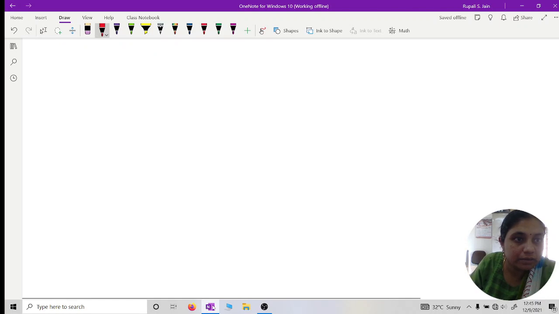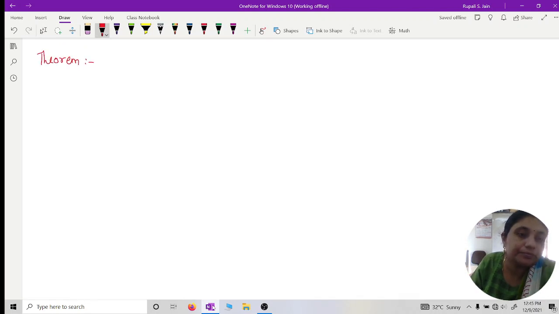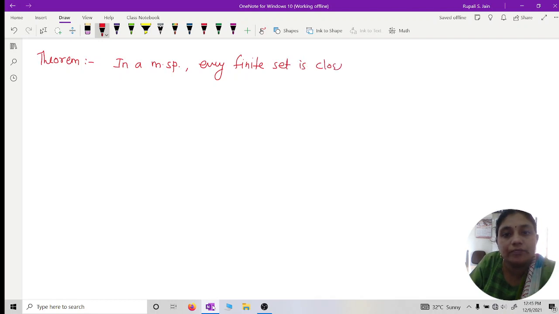I will state: in a metric space, every finite set is closed. Okay, whatever the metric space may be, every finite set is closed. So again we will prove this.